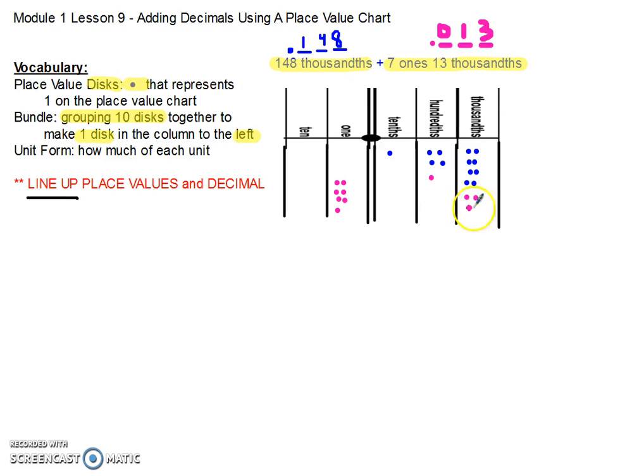Now I'm going to ask myself, can I bundle? Is there anywhere that I might see 10 that I can bundle? And I'm going to look in thousandths because there's quite a few here. So I have 1, 2, 3, 4, 5, 6, 7, 8, 9, 10. I do. So I can group these, I can bundle them together, and they would move over into the hundredths column and create an extra disc. And now I can go through and add up and see how many discs I have in each column.